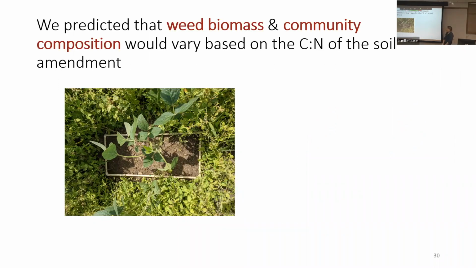We predicted that weed biomass and the community composition of the weeds would vary based on the C to N ratio of the soil amendment. So again, I used a general linear mixed model, and the data I'm going to show you are weed aboveground biomass and the community composition of the weeds in the plots. To get this data, we did biomass clips in mid-August because we predicted that would have the highest total weed biomass throughout the season. We identified all of the weed species within a quarter meter square and dried them and then weighed them. So we knew who was there and also how much was there.